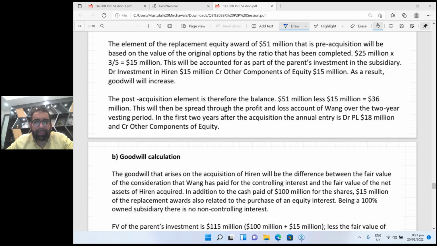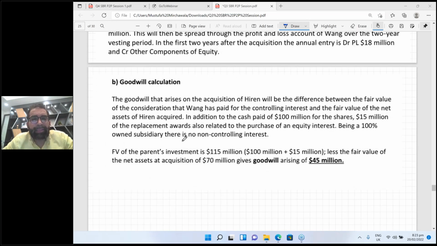Now, goodwill calculation, how to do goodwill calculation? It's very simple. As there is no NCI in this question, there is no need to think about full goodwill or proportionate method. Simply COI less fair value of net assets. There are two types of COI in this question. One is cash consideration of 100 million, and the other is 15 million, that is the replacement award.